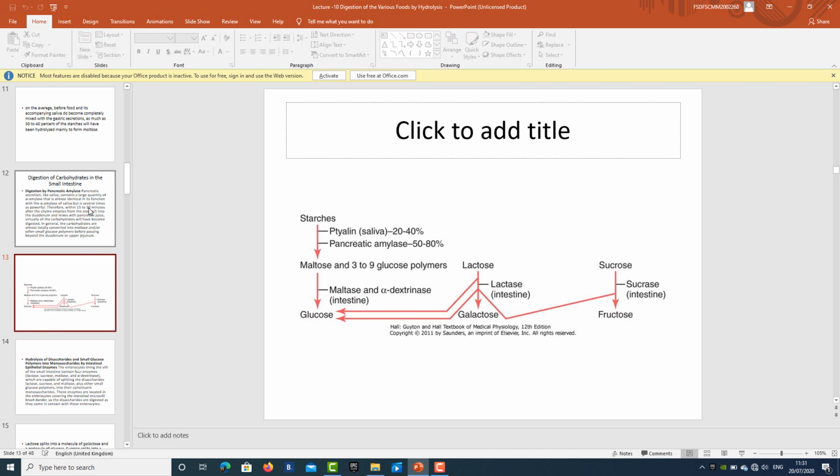This is how it happens. Draw and label the carbohydrate digestion table chart.